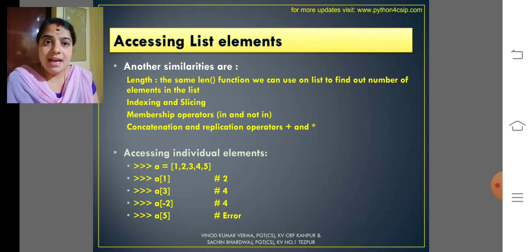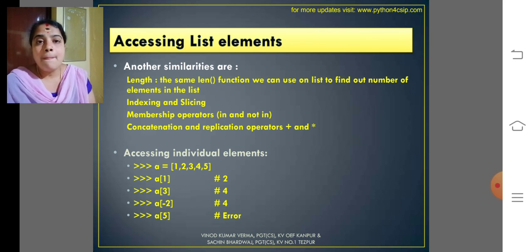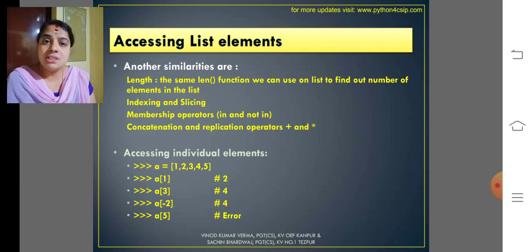The other similarities with list elements: the len function is very similar. That is, what is the use of the len function in strings? It is used to calculate the total number of characters, isn't it? So here the len function is used for what? For finding the total number of elements in a list. The indexing and slicing are very similar to string values.